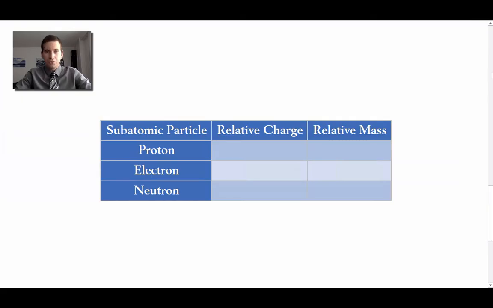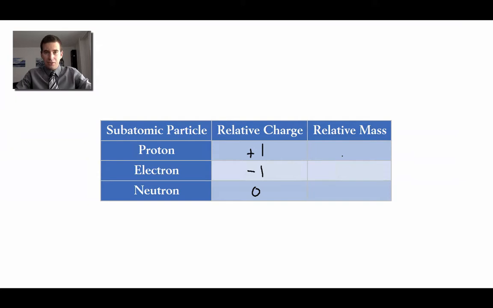So let's just give ourselves a little bit more information about these 3 major subatomic particles. Now, each of them has a charge. Now, it's called the relative charge because we're just comparing the charge to the other subatomic particles. It doesn't have units, okay? So hopefully you remember that a proton has a relative charge of +1, an electron -1, and a neutron is neutral, no charge.